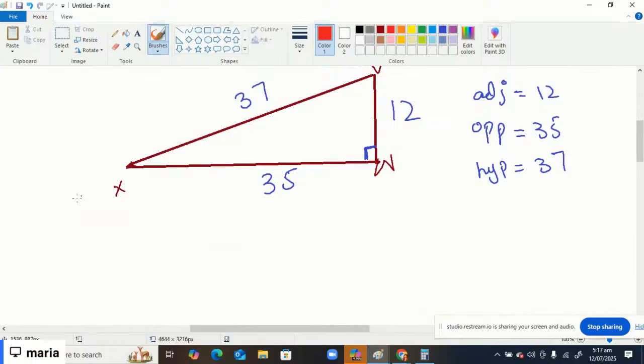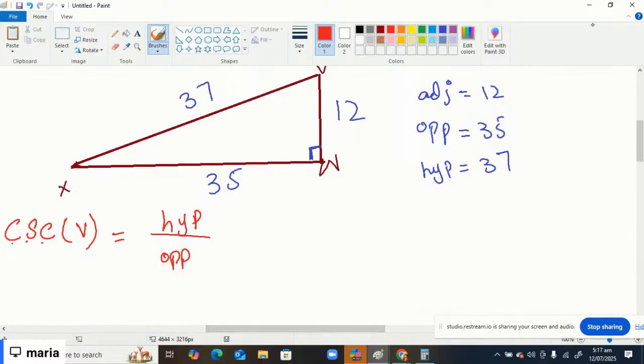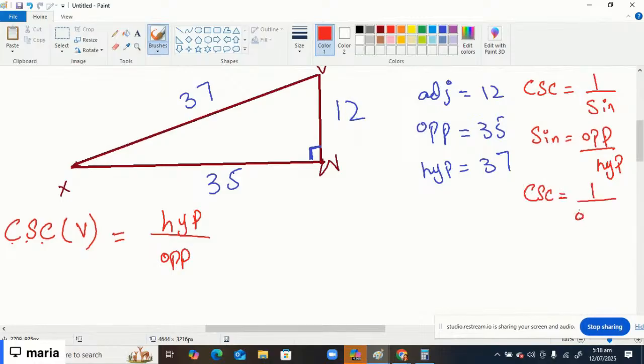Let's do it. Cosecant is represented CSC, cosecant of V. So the formula is hypotenuse over opposite. How are we going to apply this formula? Look here, cosecant is equal to 1 by sine, and sine is equal to opposite over hypotenuse. So cosecant is 1 over opposite over hypotenuse. So cosecant is hypotenuse over opposite.